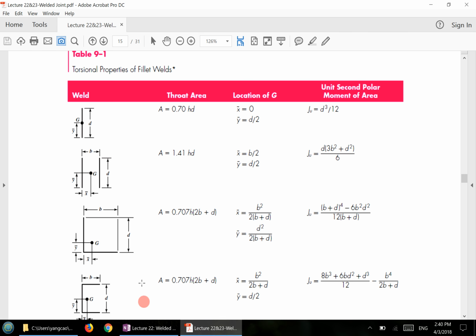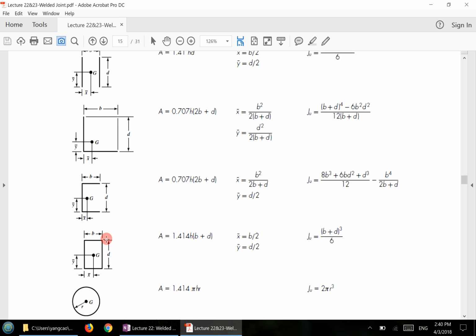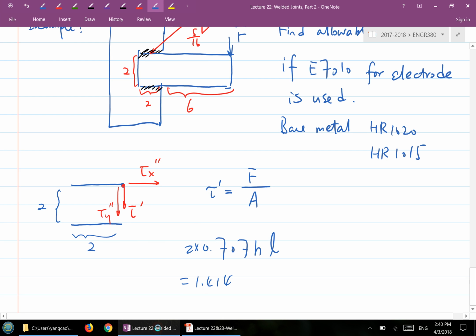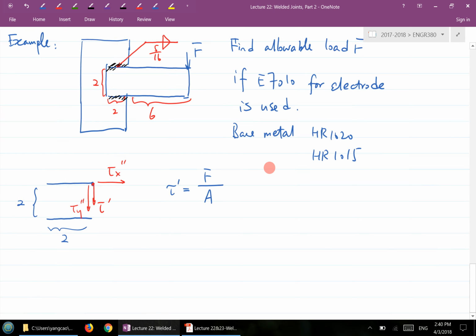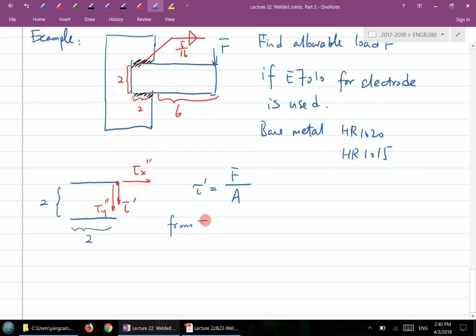If you take a look at the other table, for example this one here, what's the total area? It's 1.414 times H times B, and the other one 1.414 times H times D, so 2B and 2D. That gives you the total throat area. Remember, this is the total throat area. So going back here, A should be, from table 9-1, H times B times 2 basically.